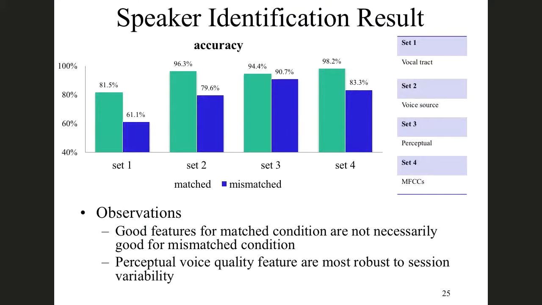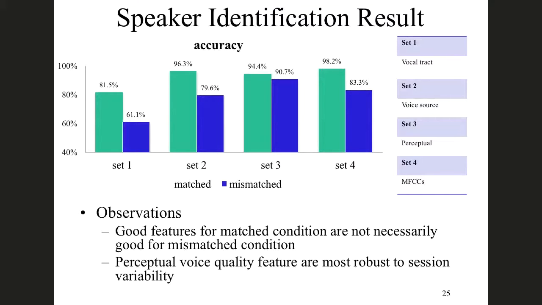So you can see in the matched case, you can do fairly well. Okay, so I have to explain the different features. Vocal tract means you're just capturing the formant frequencies and resonances. The voice source means features related to the pitch. Perceptual means features related to how we hear. And MFCCs are the features that people usually use for classification, but also inspired by the auditory system.